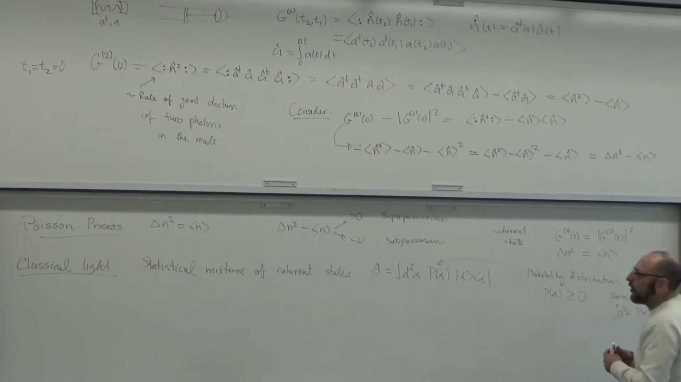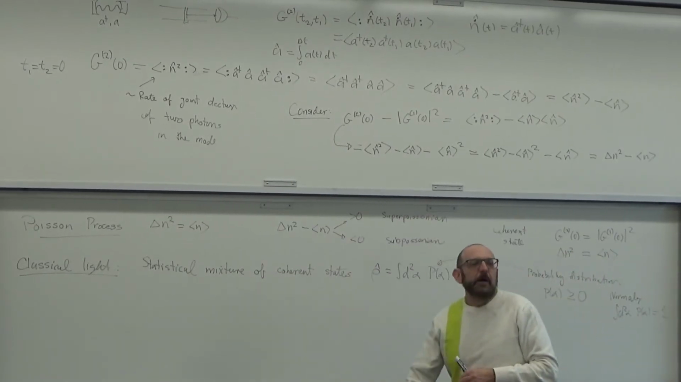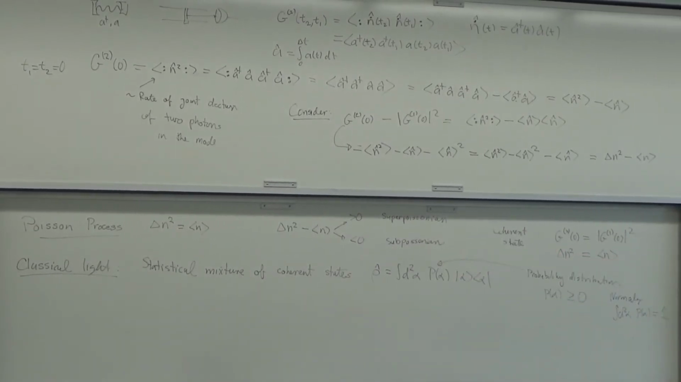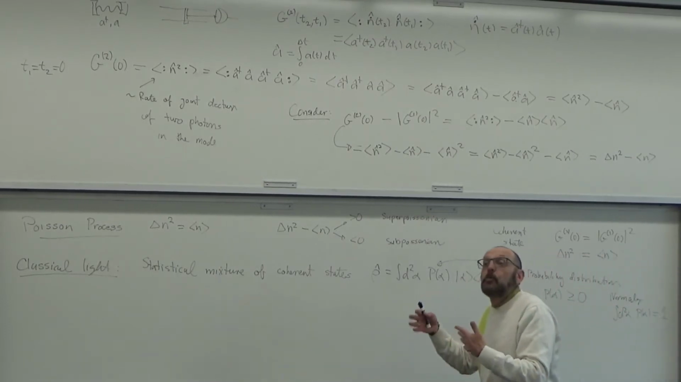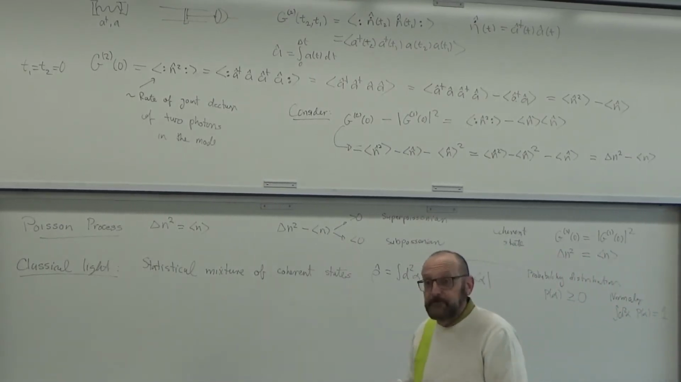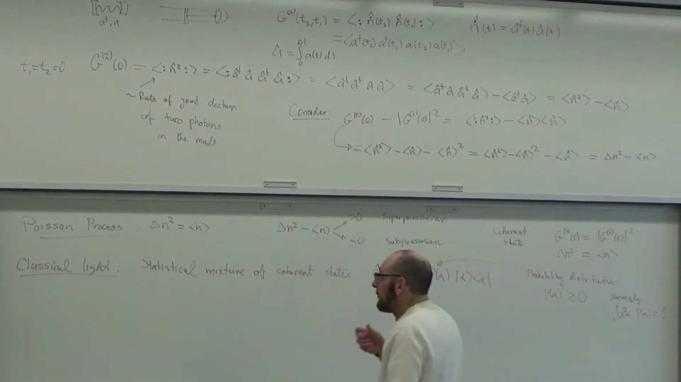So, as we said, for a thermal state, it's a Gaussian. But any classical probability distribution, honest-to-God probability distribution, is what we call classical light. Okay? Yes, sir.